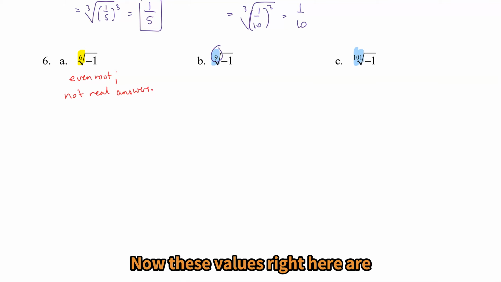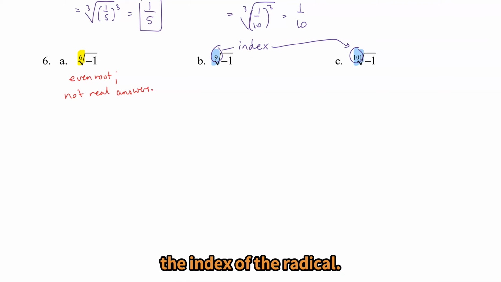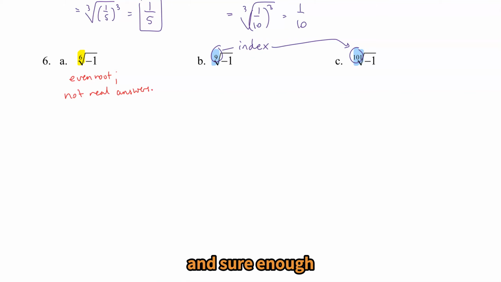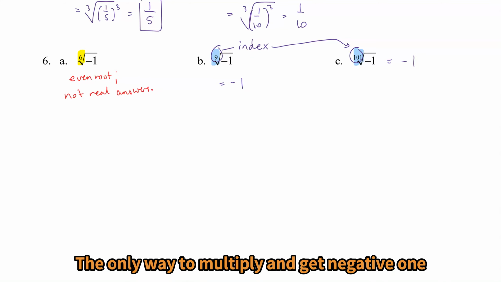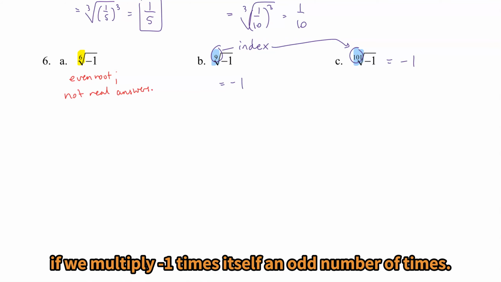Now, these values right here are called indices, or for singular, index. The index of the radical. An odd radical can have negatives underneath, and sure enough, a 9th root of -1 is just -1, and a 101st root of -1 is -1. The only way to multiply and get -1 when we're talking about the same number is if we multiply -1 times itself an odd number of times.